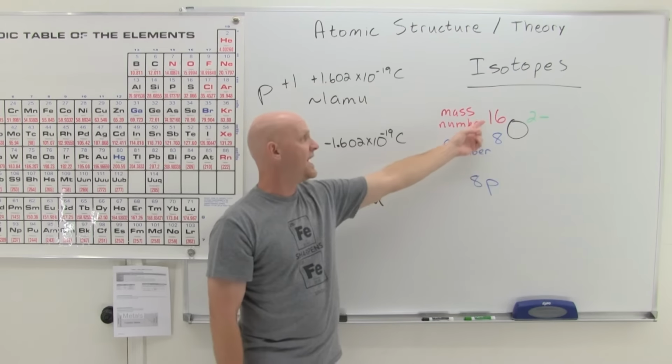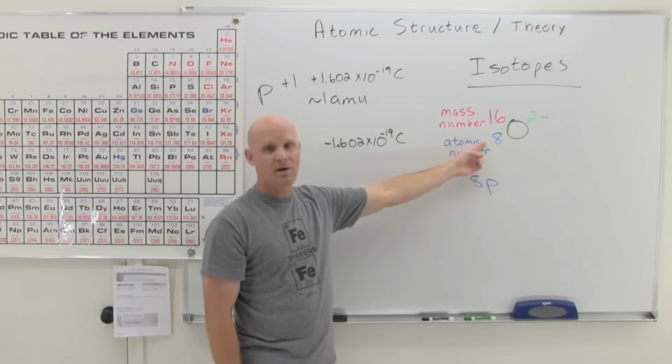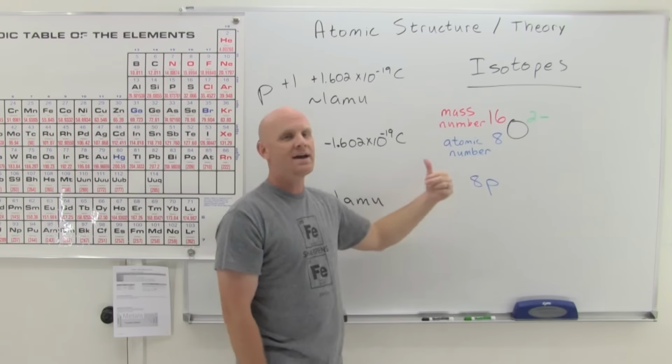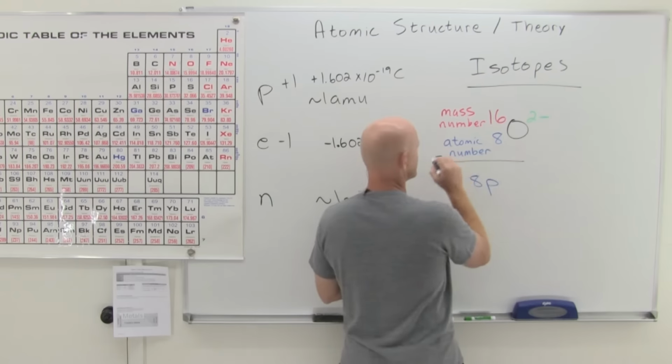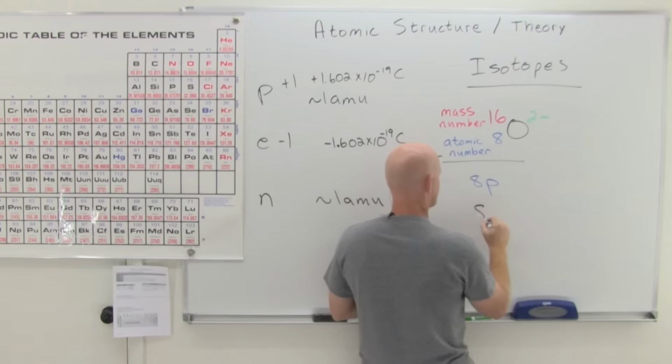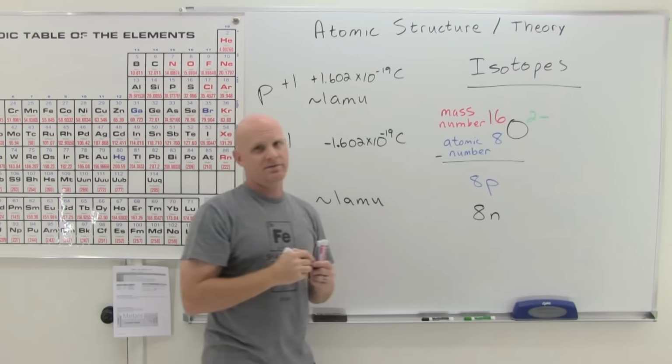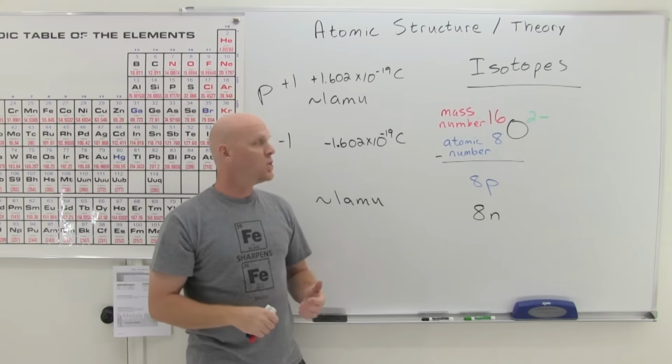And so in this case, well, we know 8 out of the 16 are protons from the atomic number. So the other 8 out of 16, essentially you can just take and subtract the difference here, and 16 minus 8 gets you that there's 8 neutrons. And it turns out that's not the only isotope of oxygen.